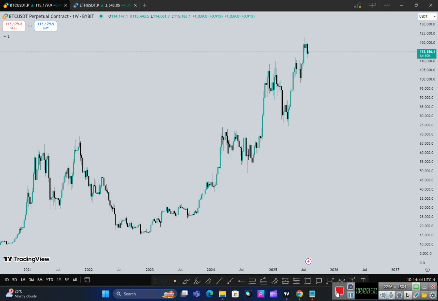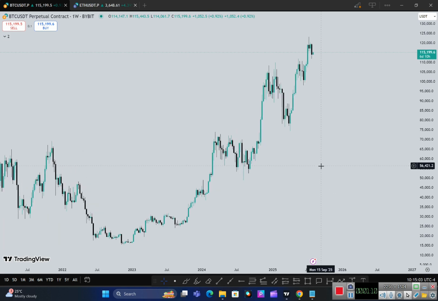So as you can see, this is the Bitcoin USDT chart. Let's dive into it and mark our key levels for this day and this week, and see if we can catch the exact bottom for Bitcoin before it goes to a new all-time high. So this is the Bitcoin weekly time frame.